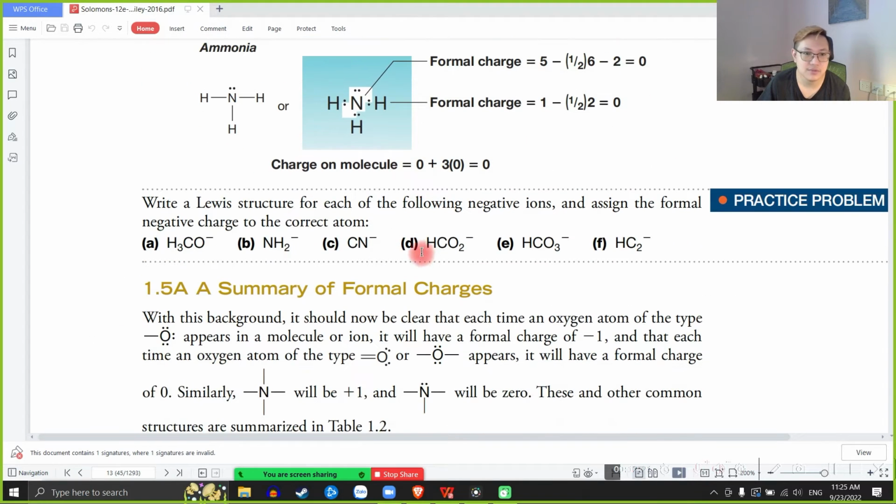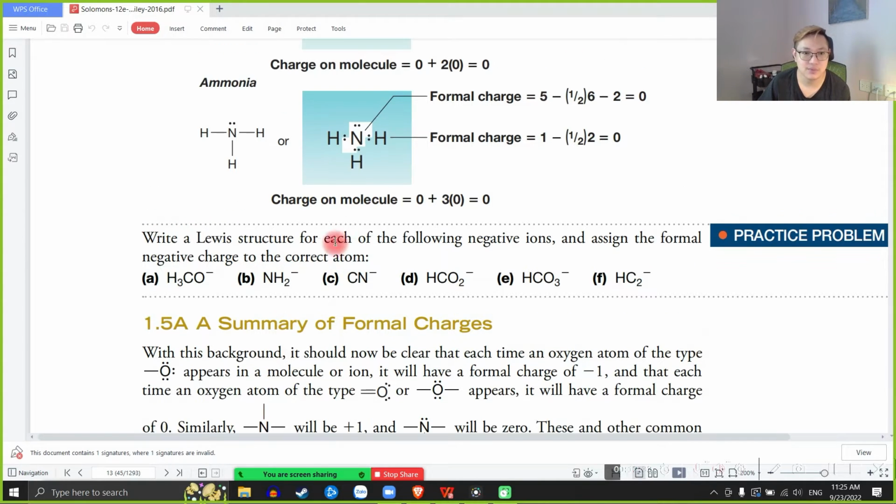Right, so you have a practice problem here. Write a Lewis structure for each of the following negative ions and assign the formal negative charge to the correct atom. So you have to write that charge on the correct atom. So which one? C, O, or H, or something like that.